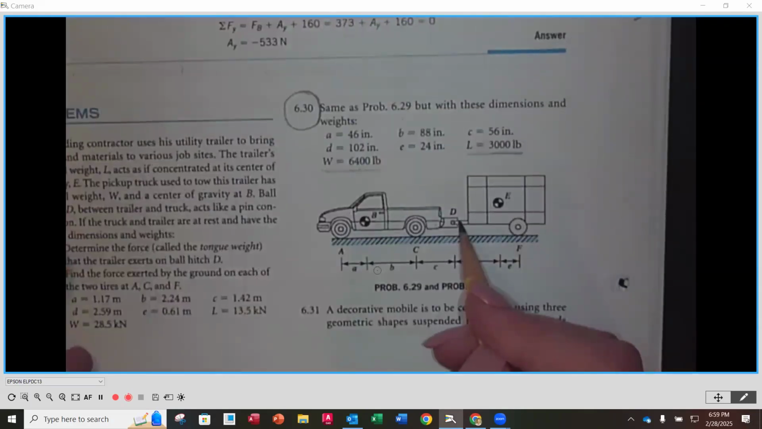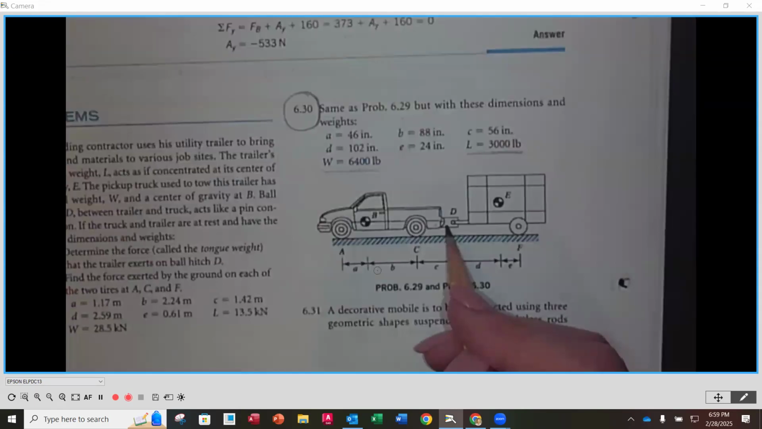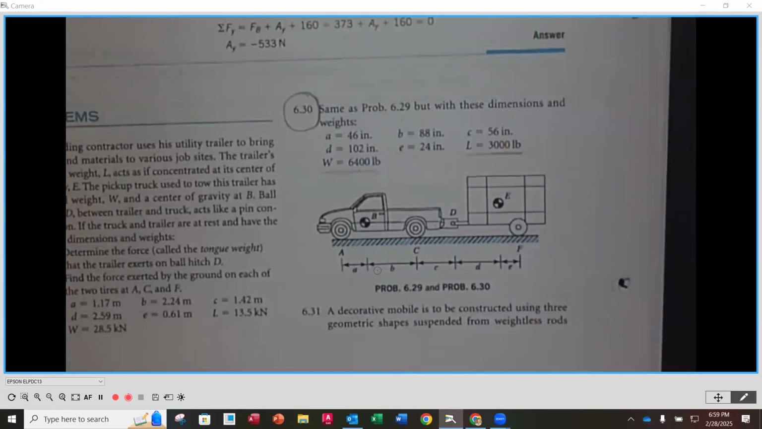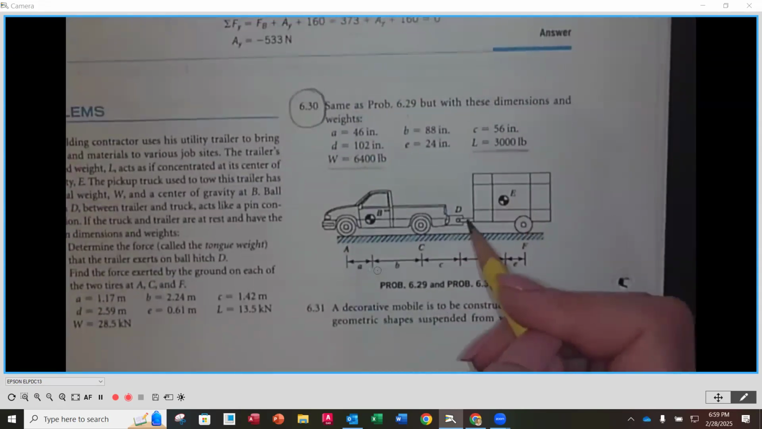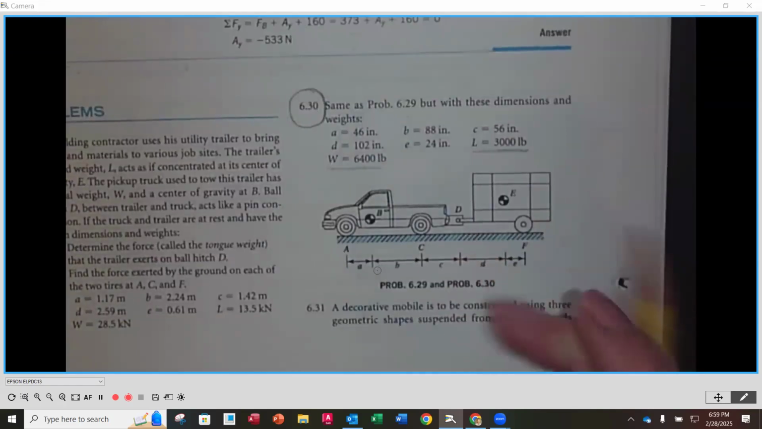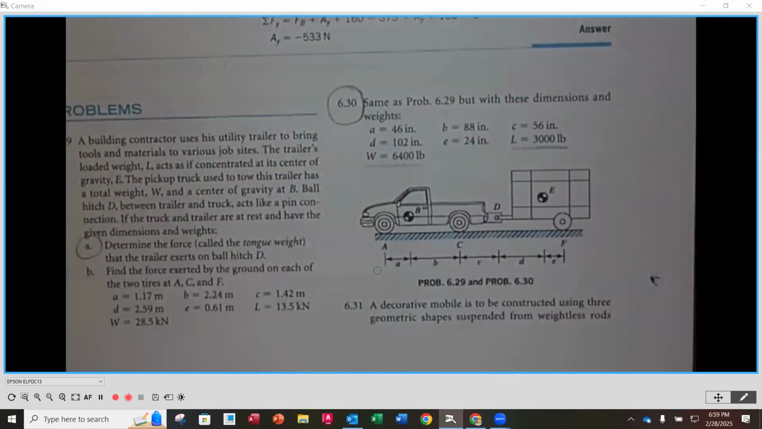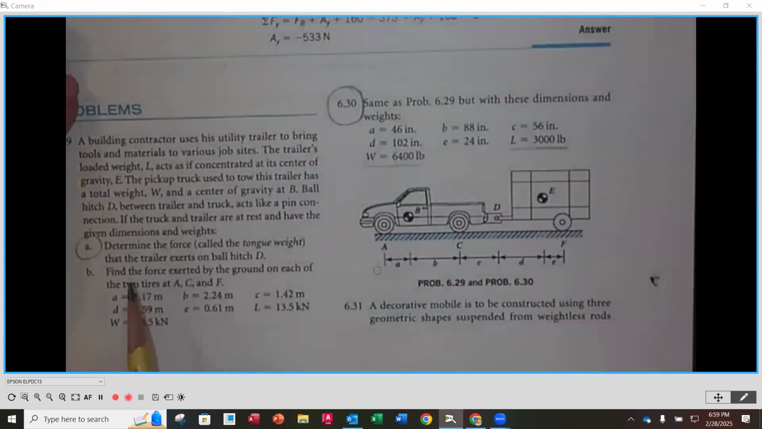So the trailer and the truck are going to be connected, and we're going to simulate it like a pin. I'm saying that in quotes, but that's going to be the tongue weight. That's going to be the force that goes down on the truck's ball hitch. For those who work with trailers and haul things around, that's a very common way to say that.